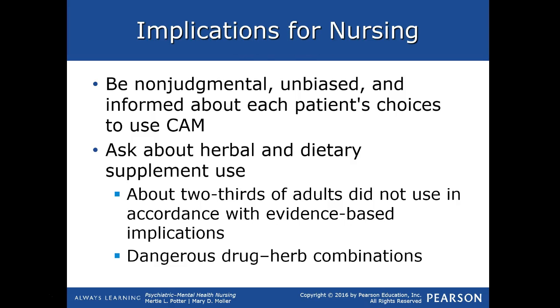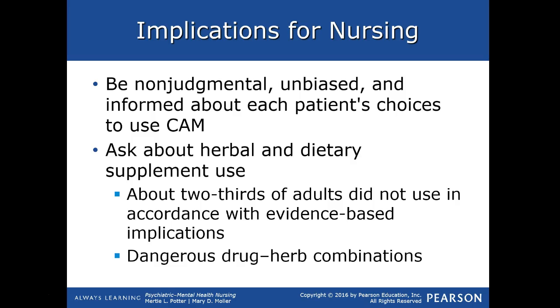Some implications for nursing. Now that I kind of breezed through that really quick, you need to be nonjudgmental and unbiased when patients talk about using these complementary and alternative medicines. Don't necessarily say that you have to go along with them, but you need to be unbiased and nonjudgmental in their decision to use them. You need to ask about herbal and dietary supplements because a lot of people will take them thinking it's a vitamin and they don't actually think it's a drug. It's a supplement, and that's actually how it's marketed. So you need to ask, do you take any herbal or dietary supplements?